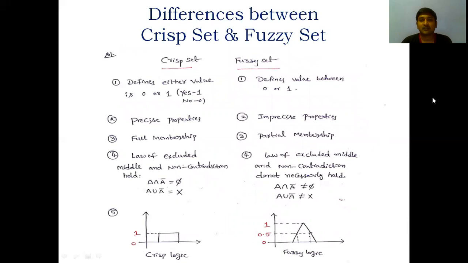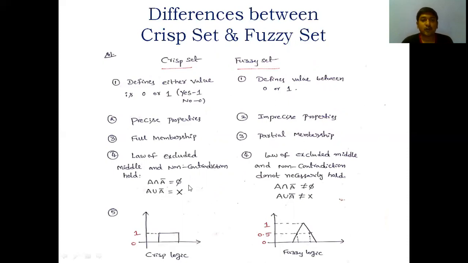Now we can see the major differences between a classical set and a fuzzy set. Classical set or crisp set, both are similar. In the classical set, the value is either 0 or 1, that is yes or no. In a fuzzy set, the values are between 0 and 1. The classical set has precise properties, while the fuzzy set has imprecise properties. A crisp set has full membership functions, and fuzzy sets have partial membership functions.